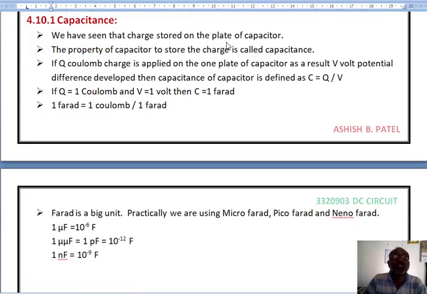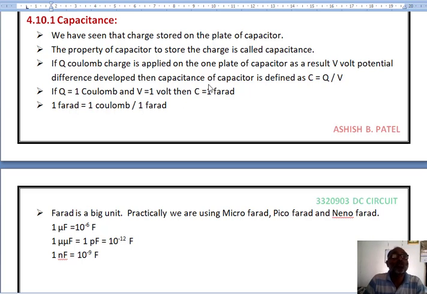Now next, capacitance. We have already seen that charge is stored on the plates of the capacitor. The property of a capacitor to store charge is called capacitance. So the value of the capacitor depends on the capacitance, that means how much charge is stored on the plates of the capacitor. Do you understand? The property of a capacitor to store charge on the plates is called capacitance.